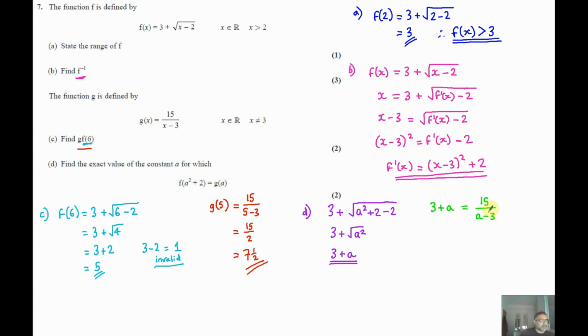Now I just need to solve this equation, so if I multiply both sides by a minus 3, it gives me a minus 3 times a plus 3, which you should recognize from the difference of two squares. That would be a squared minus 9 equals 15, so a squared is 24. And if a squared is 24, a will be the square root of 24. Can I write that as a decimal? Well, it's asked me for the exact value. What I can do, however, is simplify that from root 24 to 2 root 6. And that will be my final answer.